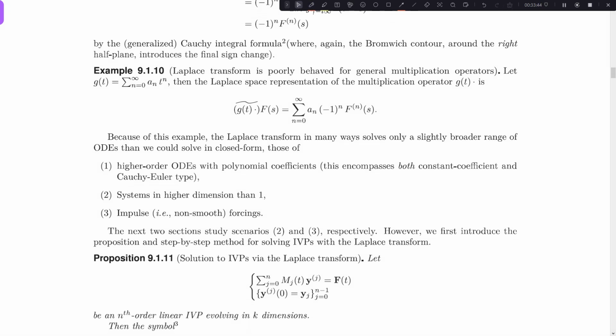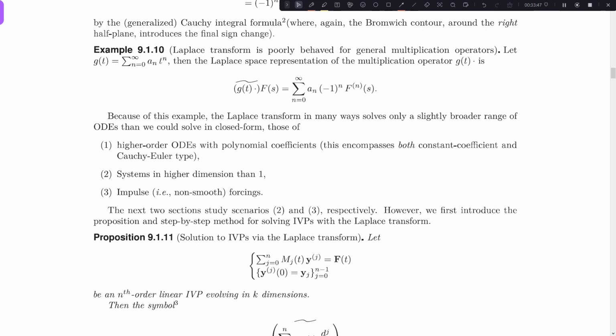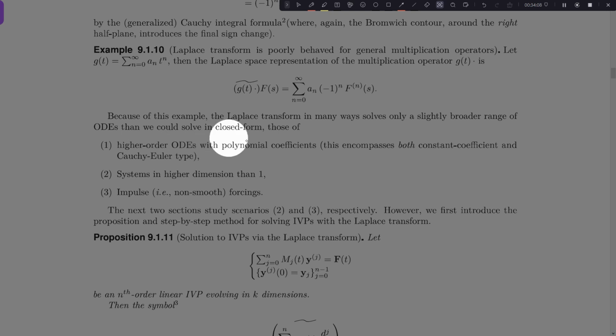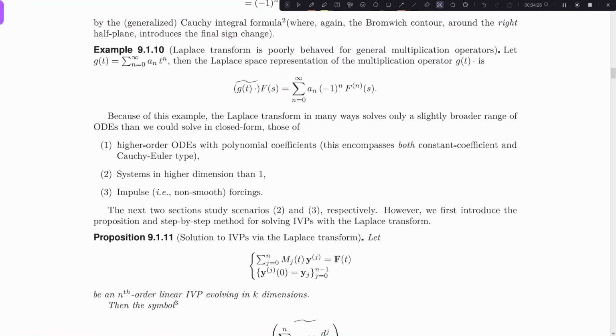All right. So basically the last thing that I want to say is what sorts of ODEs the Laplace transform can solve and how we might go about doing that in a step-by-step process. This is the pre-Laplace transform section, then we'll get into actually doing this in the next section. What we can solve with the Laplace transform is higher order ODEs with polynomial coefficients. This is nice because it encompasses both constant coefficient and Cauchy-Euler type ODEs, as well as some others. There are more exotic polynomials that we could put in front of our ODEs.